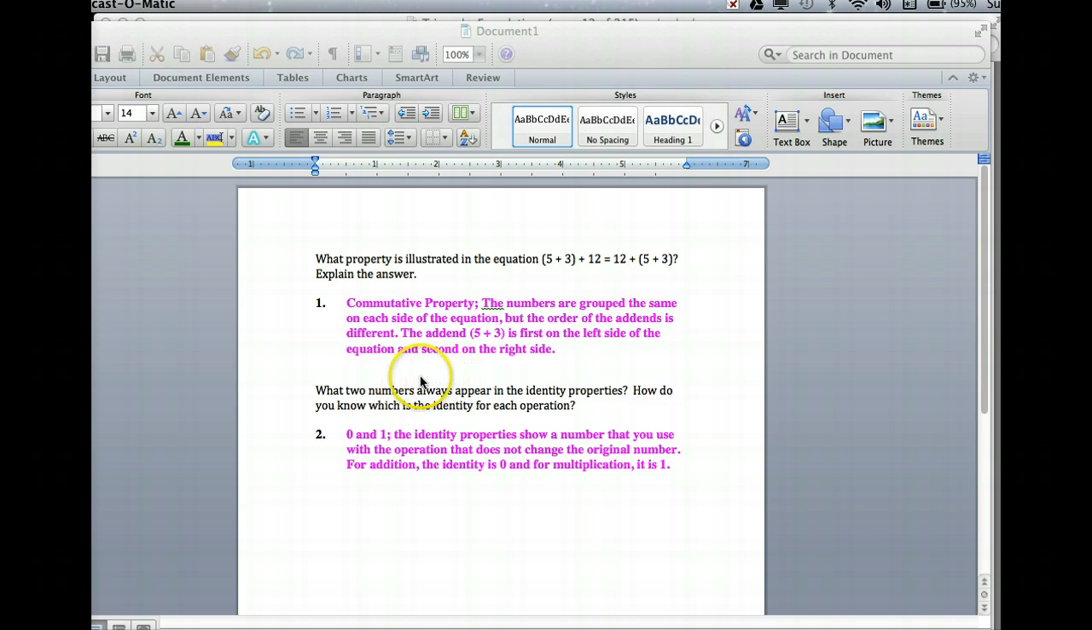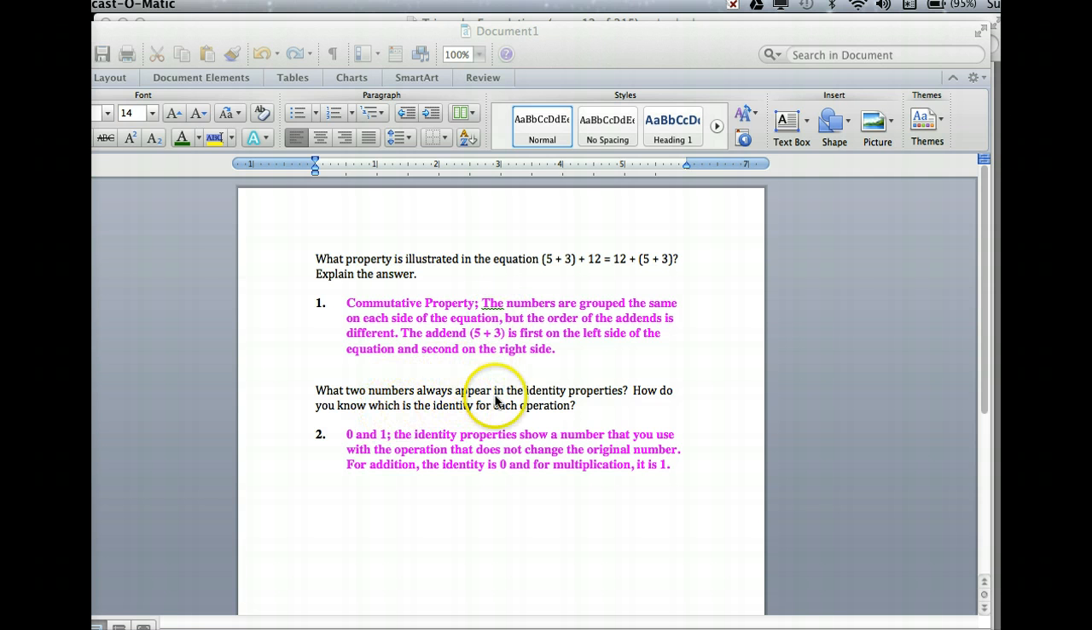So here's an example of the answer that you could have had. So first of all, this is the commutative property. The numbers are grouped the same on each side, but the order of the addends is different. So the addend 5 plus 3 is first on the left side of the equation and it's second on the right side. So they have commuted from one place to the other. So that is the commutative property.